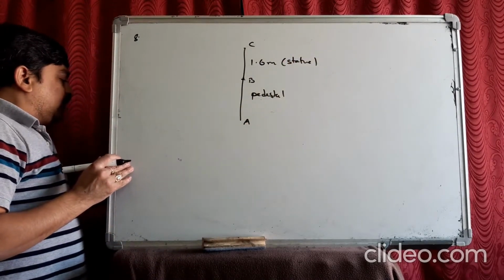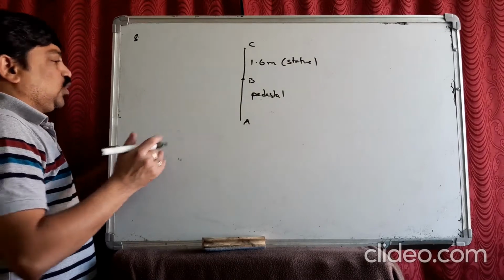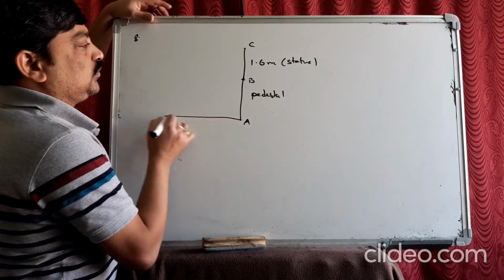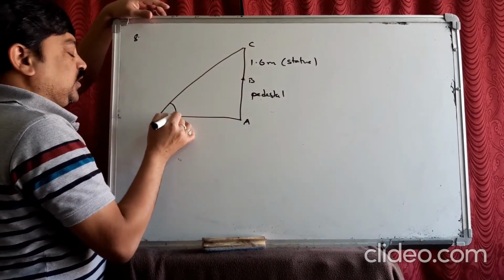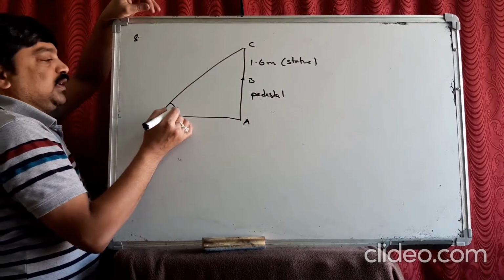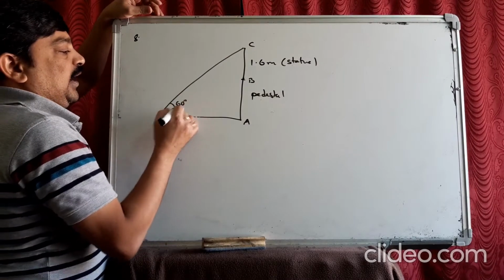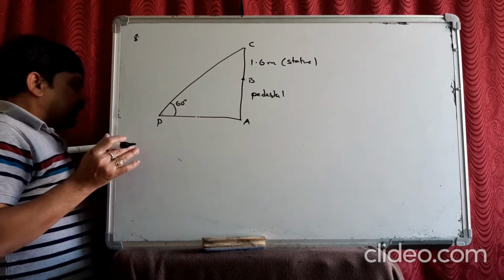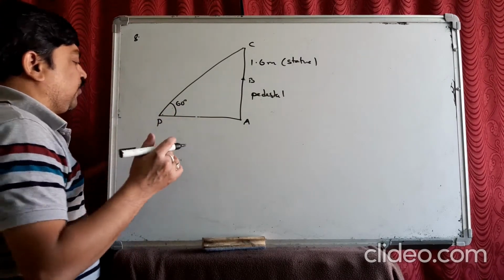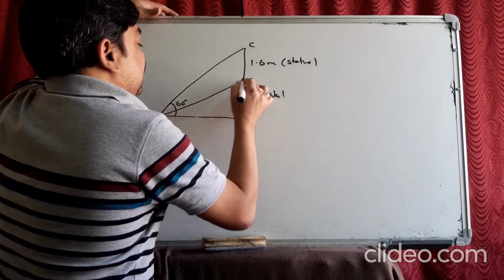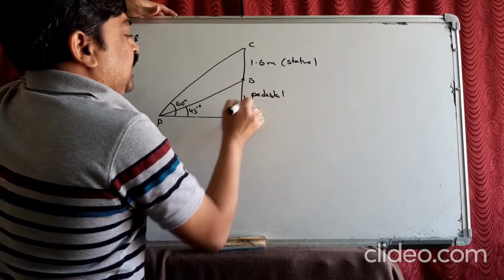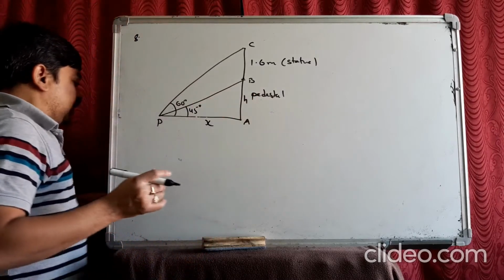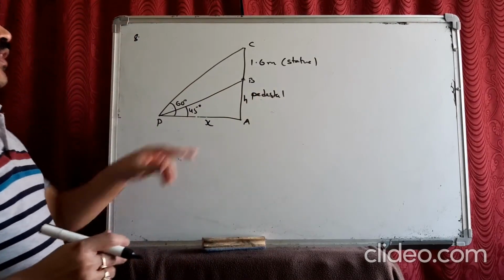From a point P on the ground, the angle of elevation of the top of the statue is 60 degrees. And from the same point, the angle of elevation of the top of the pedestal is 45 degrees. Let the pedestal height be h and the distance be x. Find the height of the pedestal. You are asked to find h.